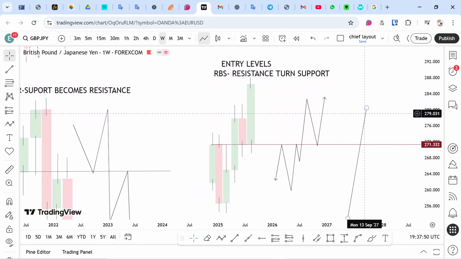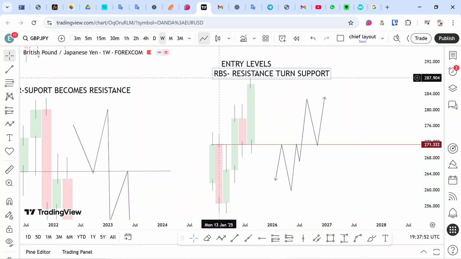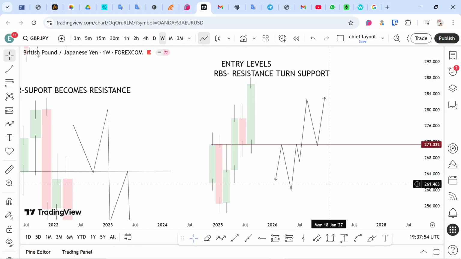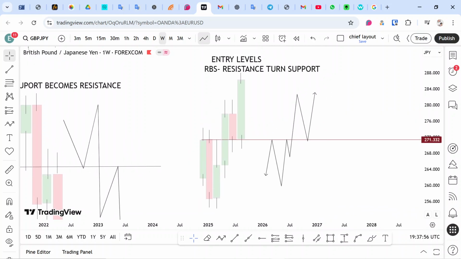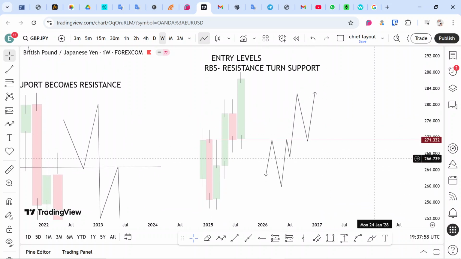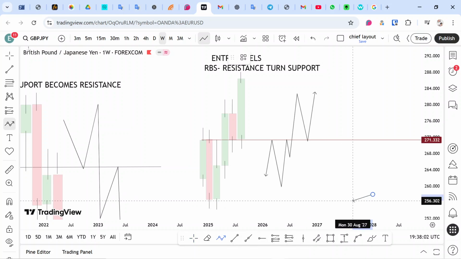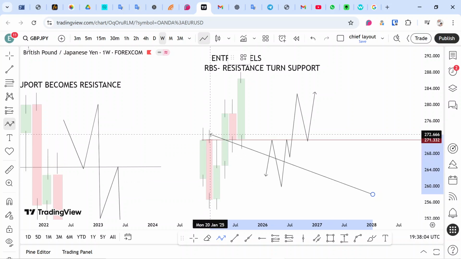What is an ROBS? It means resistance broken, turn support. This is the structure of an ROBS. So what is a resistance? I taught you that a resistance level is a combination of what? A buy and a sell candle.